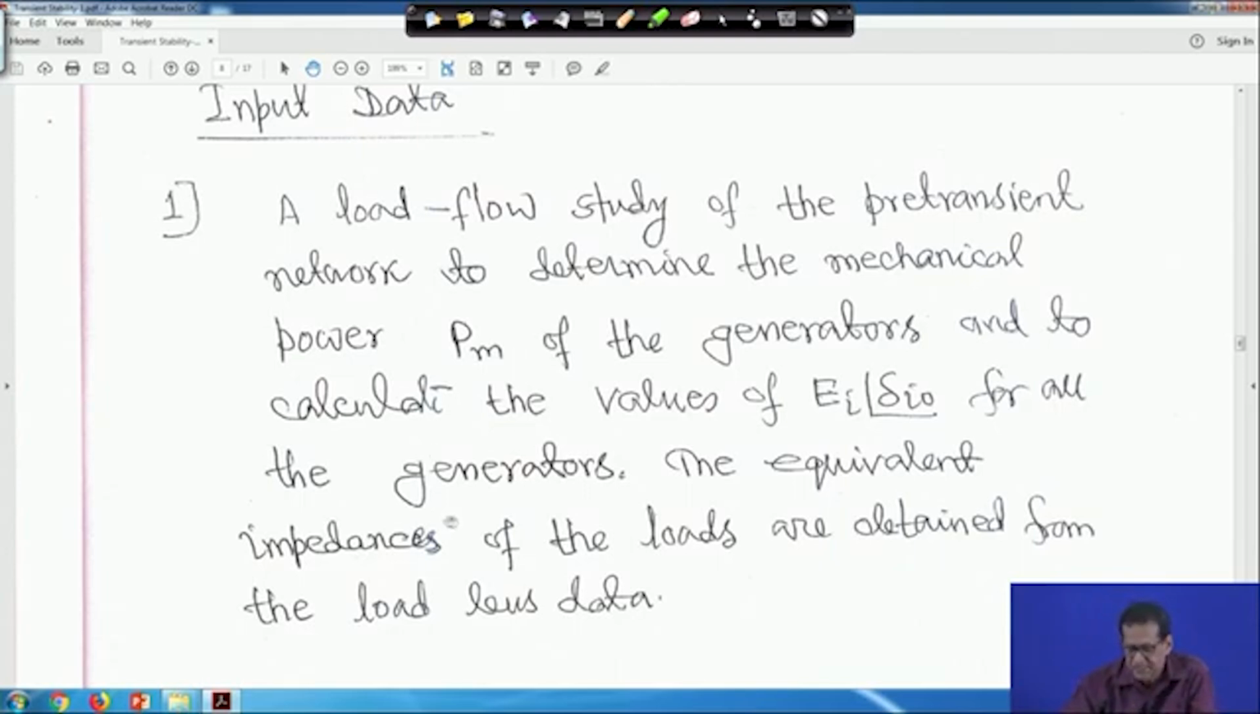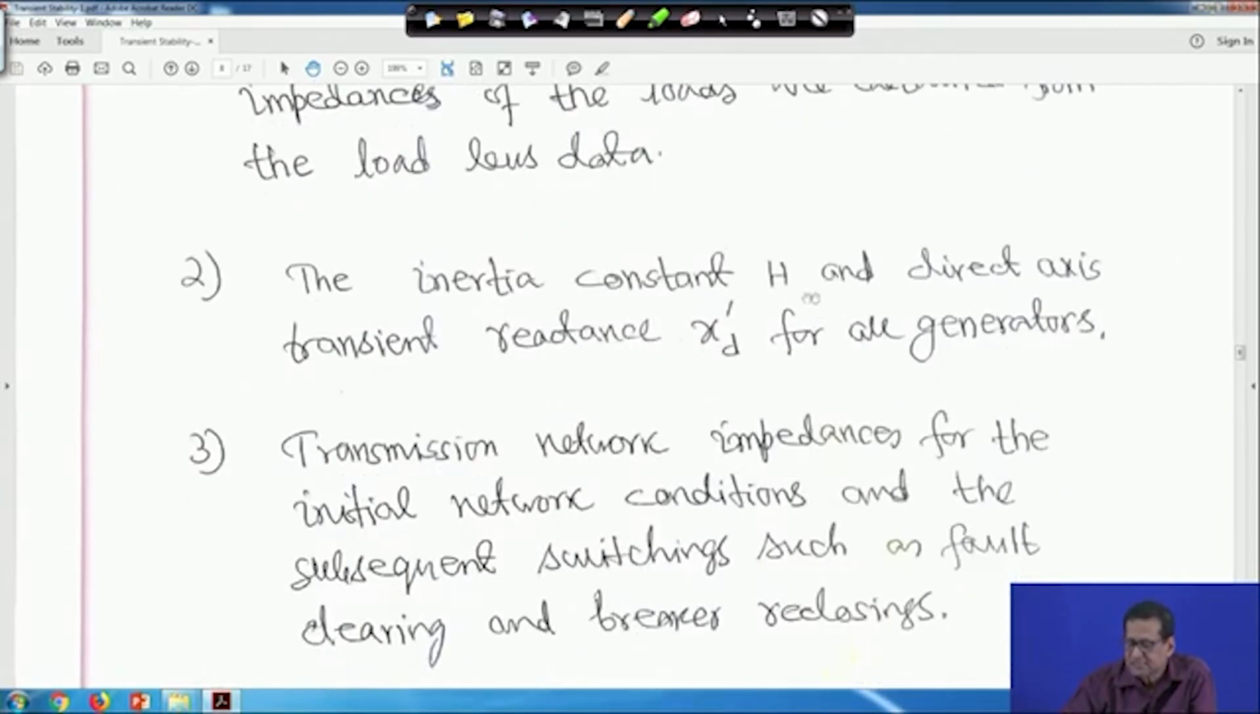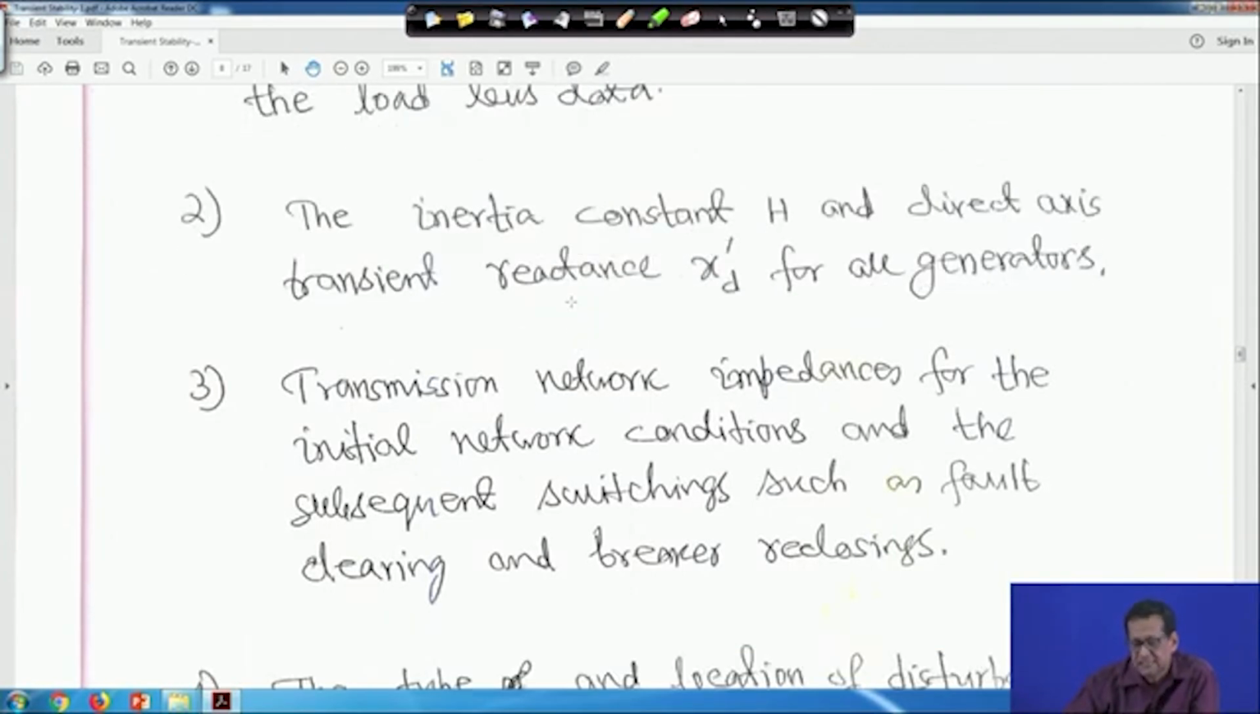The equivalent impedances of the loads are determined from the load bus data, so that we will see later. The inertia constant H and direct axis transient reactance xd dash for all generators, these data are required. One is inertia constant H and the xd dash, and R is very small, so neglected. Now, that is for the generator.